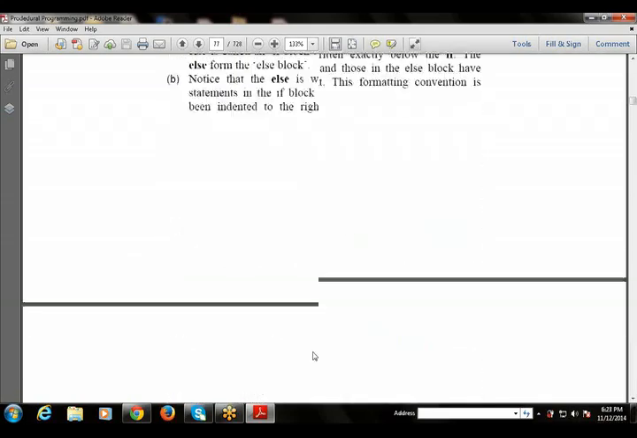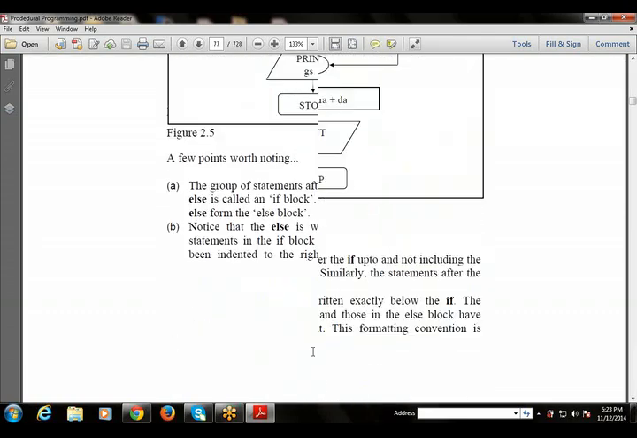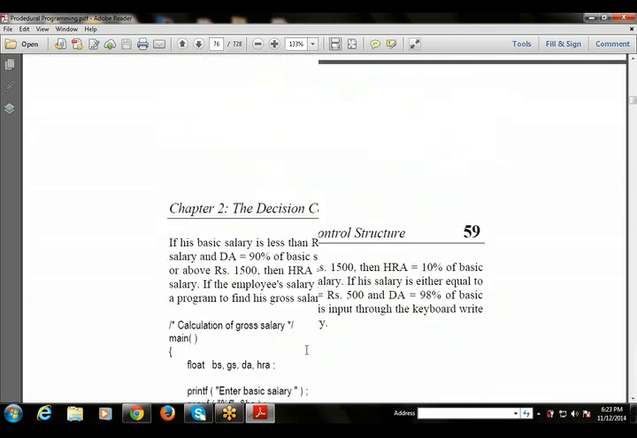Now next is the if-else statement, that is, how to use the if-else statement. That I will discuss in the next class.